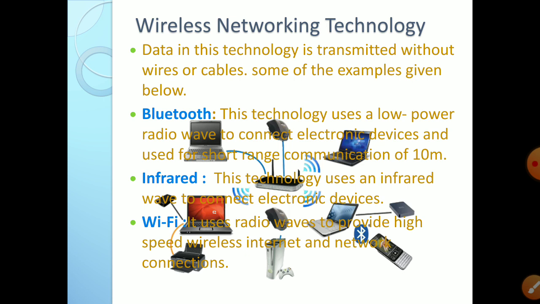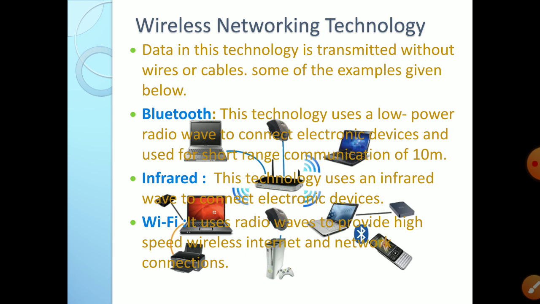Fine. Next, infrared. This technology uses infrared waves to connect electronic devices. Of course it is used for short range communication, approximately within 5 meters only. Infrared is used in remote controls, cordless phones, etc. And it can connect only 2 devices at a time. Clear?